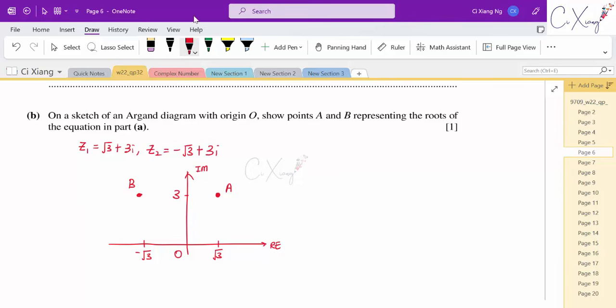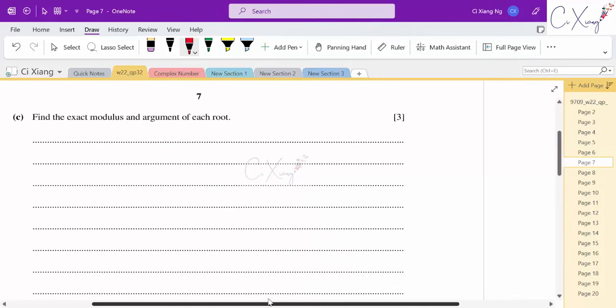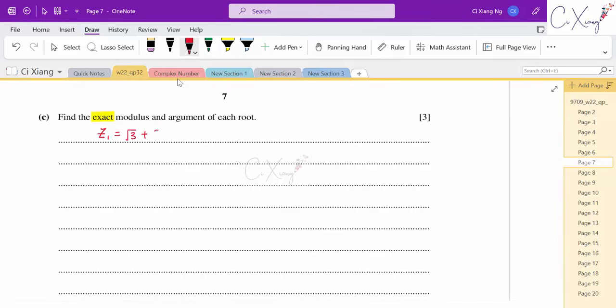Okay, then let us proceed to part number C. For part C, they want us to find the exact modulus and also the argument of each root. So again, highlight the keyword exact. Let us start now. We have Z1 again, just to recall, square root 3 plus 3i, and Z2 is equal to negative square root 3 plus 3i.